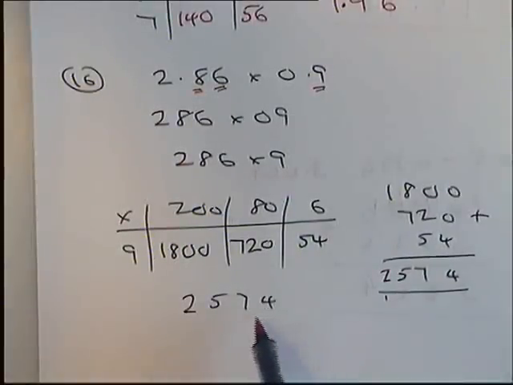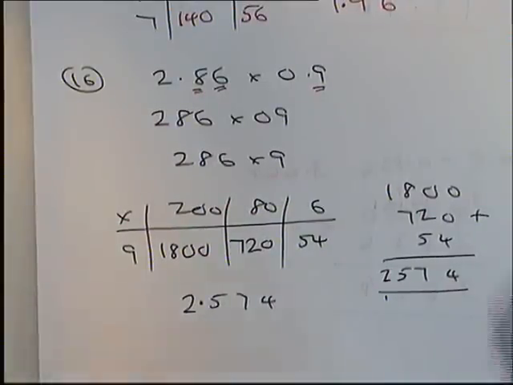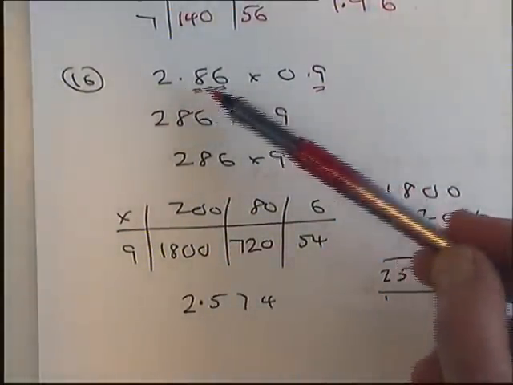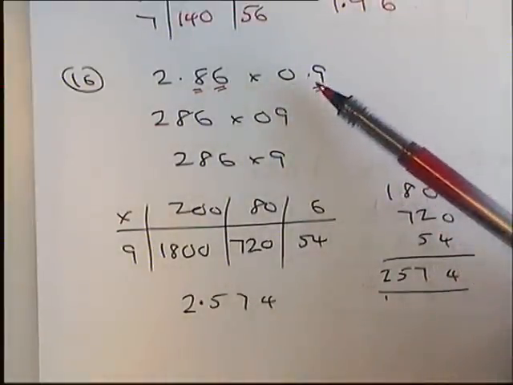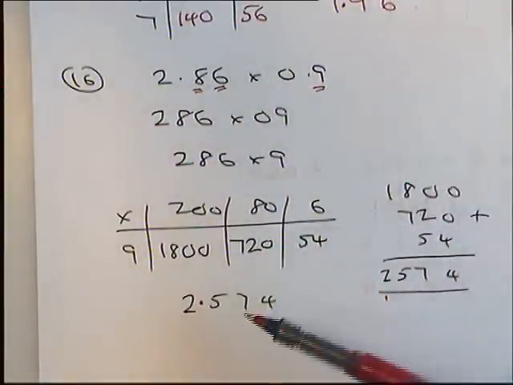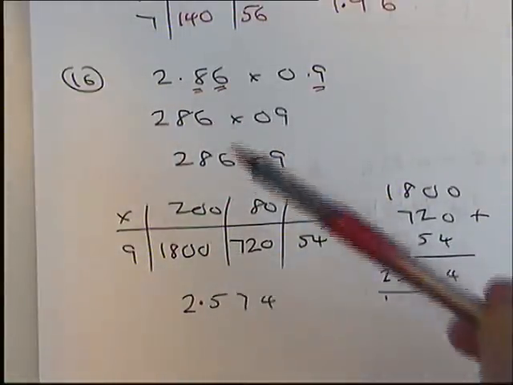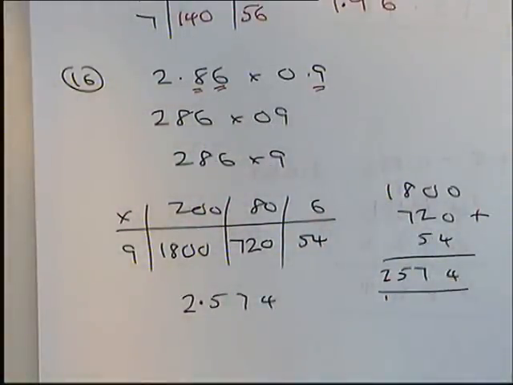So down here, three of these digits have to be after decimal points. Start from the right, 1, 2, 3. My point will go there. Now I have three digits after my decimal point. If you look at the question here, this was 2 point something times by 0.9. Timesing by a 0 point number makes it smaller. This number here is smaller than that, because 2.5 something is smaller than 2.8 something. It seems a reasonable answer. In fact, it's a correct answer.